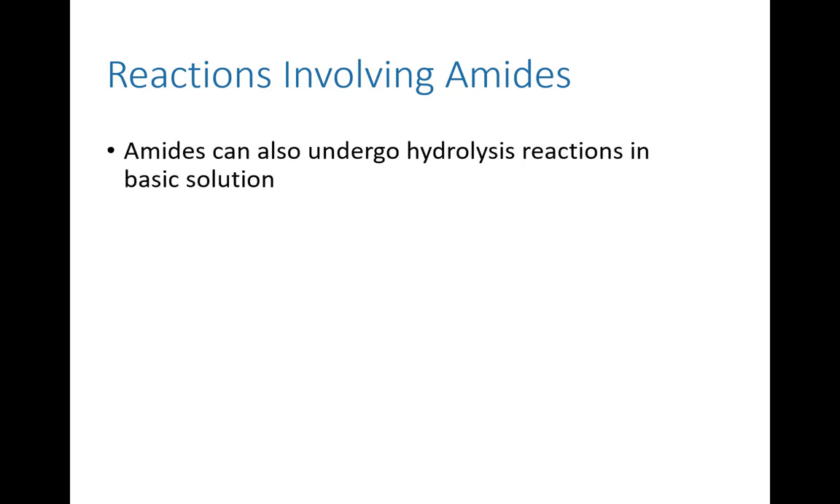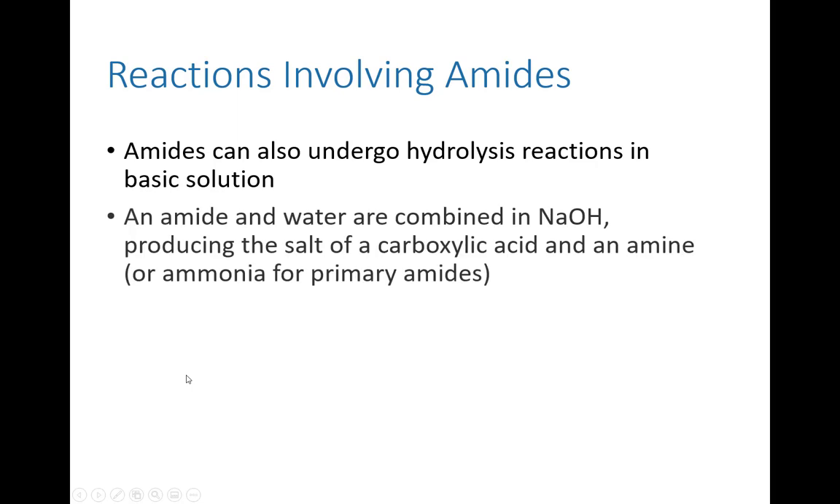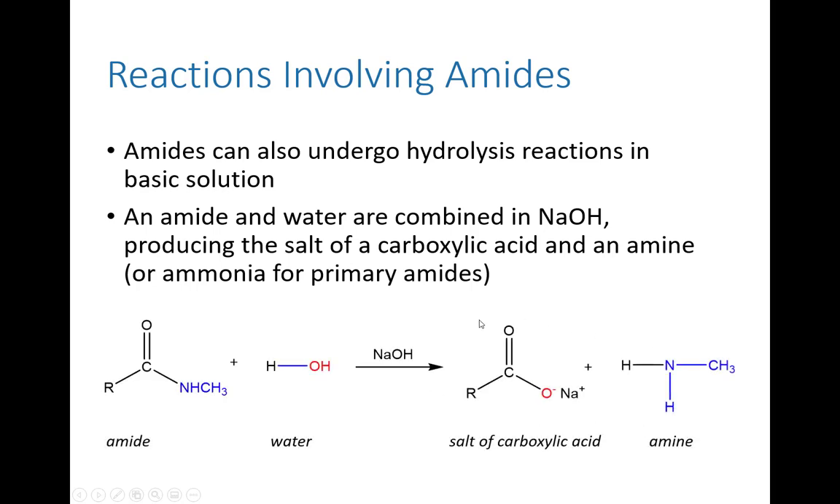And as esters could undergo hydrolysis in base, so can amides. So if we add an amide and water in the presence of sodium hydroxide or potassium hydroxide, it will produce the carboxylic acid salt and an amine, or it could produce ammonia if we had a primary amide. So let's look at an example here.